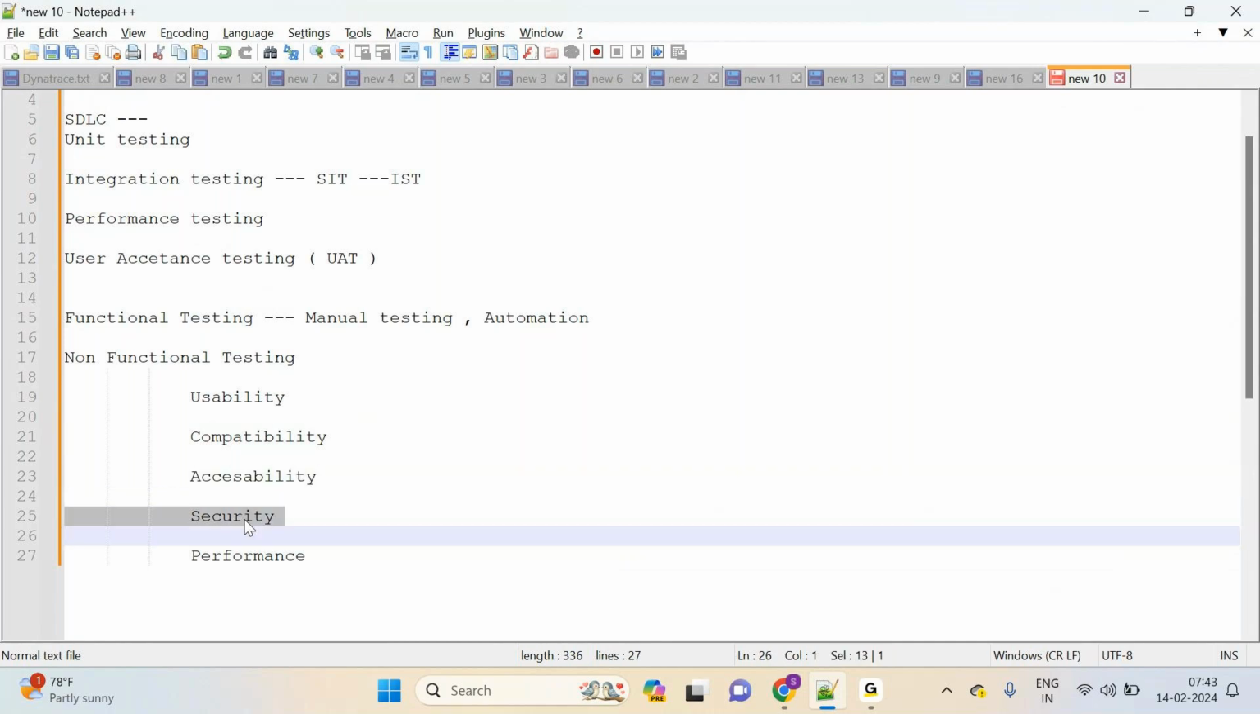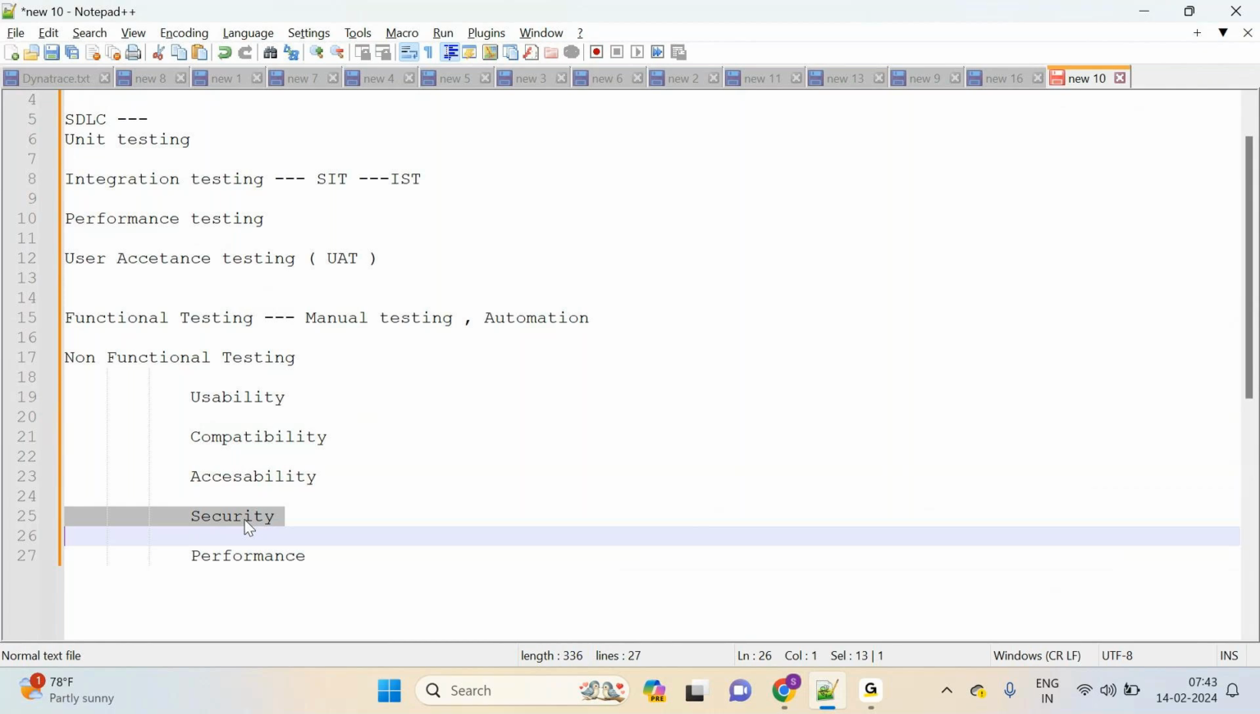And then security. Security is about how secure your application is. Is there any DDoS attack happening? Is there any hacking? Is there any data-related issue happening? Static way, dynamic way, whether any issue is happening in the application. Like that, they will do testing in security testing.